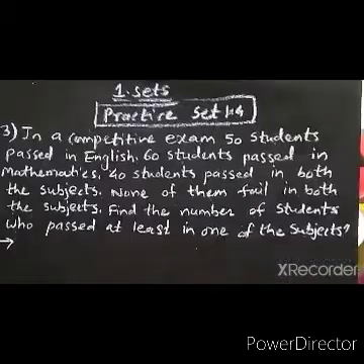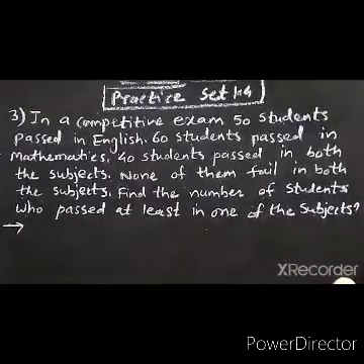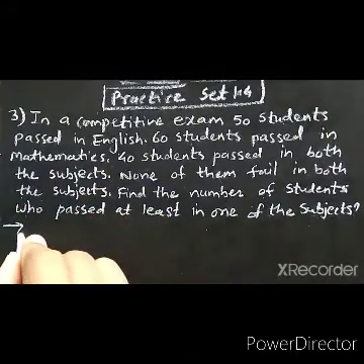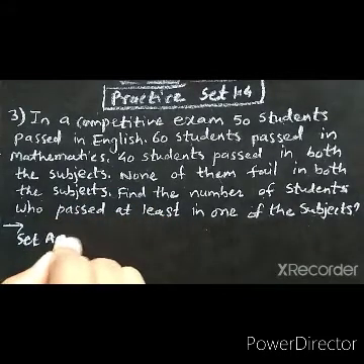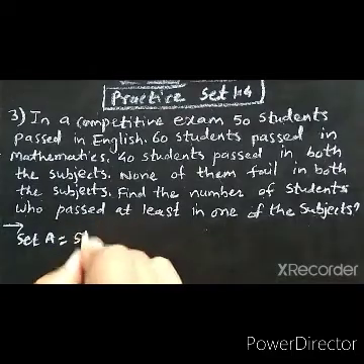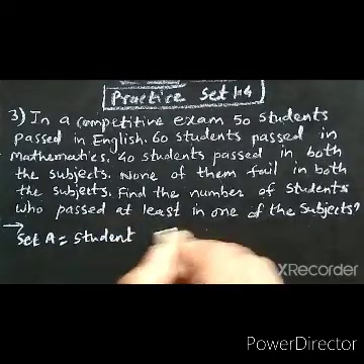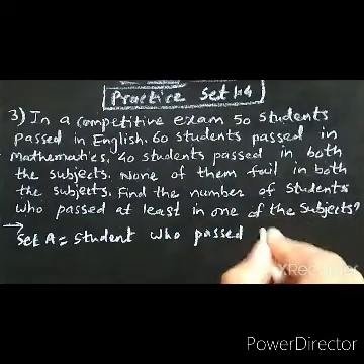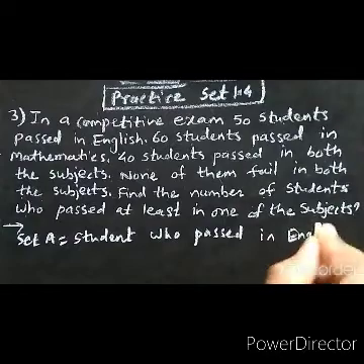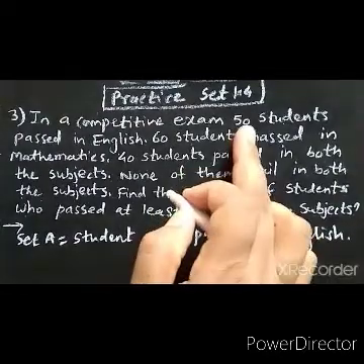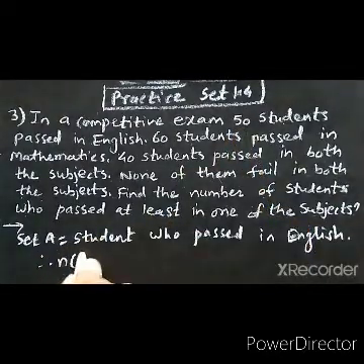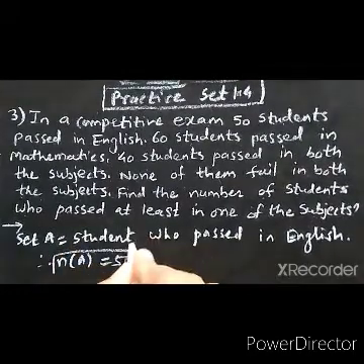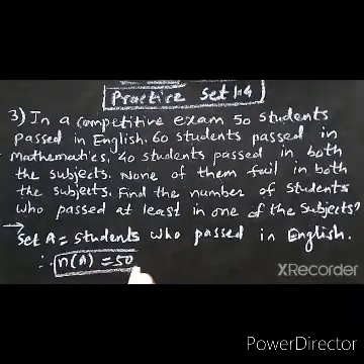So here we have 50 students who passed in English. So for this we can consider set A, students who passed in English. So here the number of students in set A, that is 50. So 50 students passed in English.